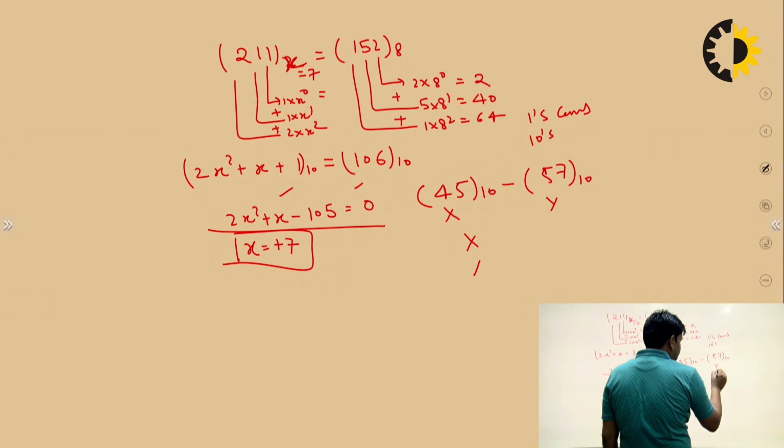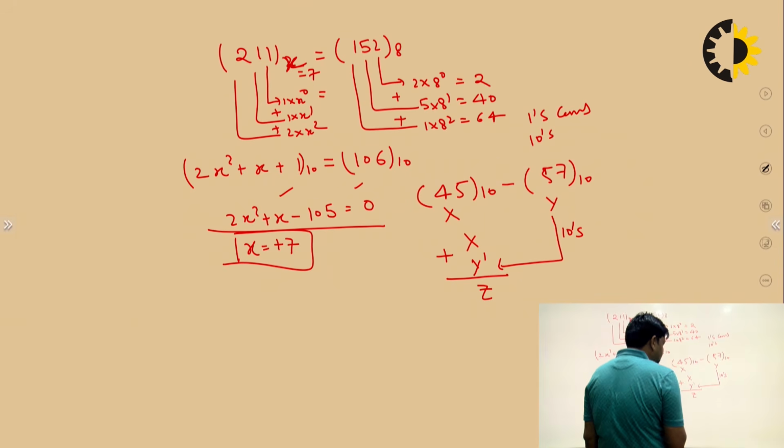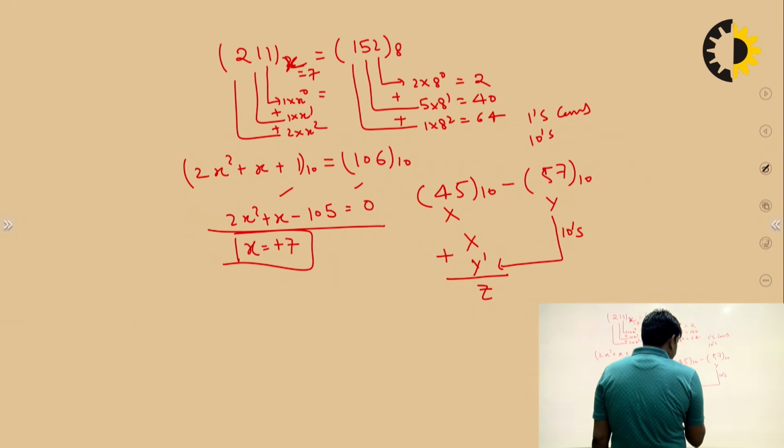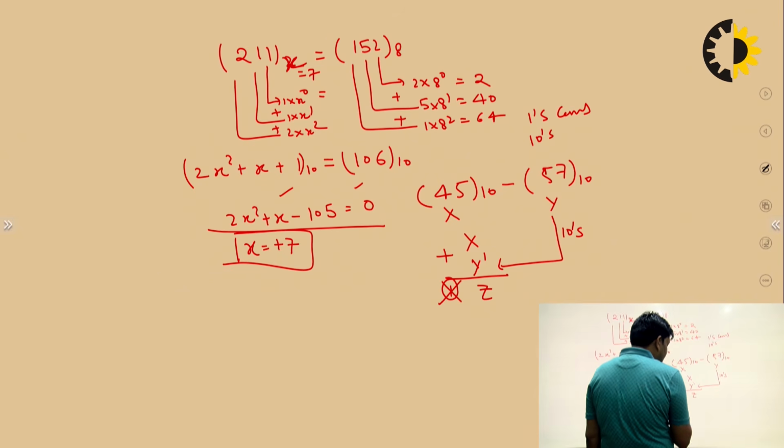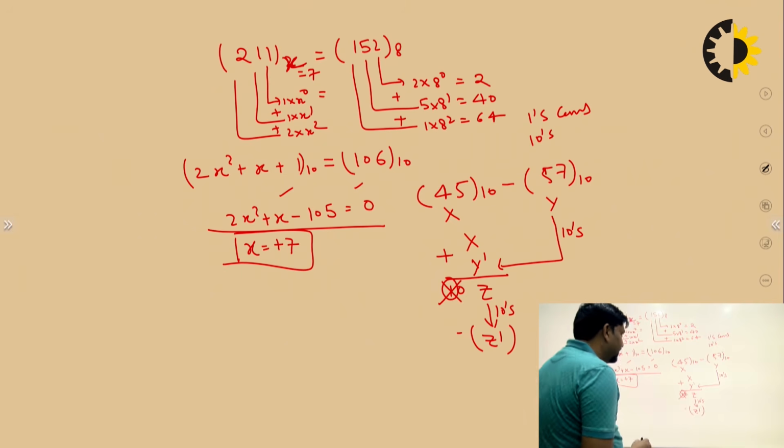How do we calculate it? For x and y, the 10s complement of y is y dash. We add them, and that gives us the number z. If a carry occurs, we discard this carry. If no carry occurs, that means the result is negative. Then we calculate the 10s complement of this z number, which is z dash, and a negative sign has to be introduced. So how do we calculate it?